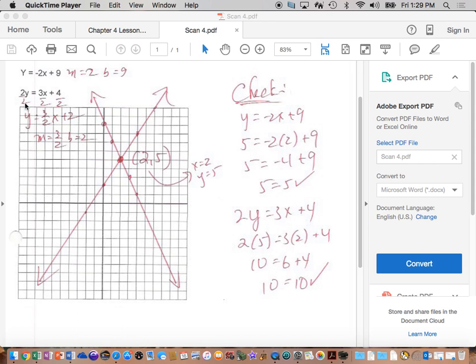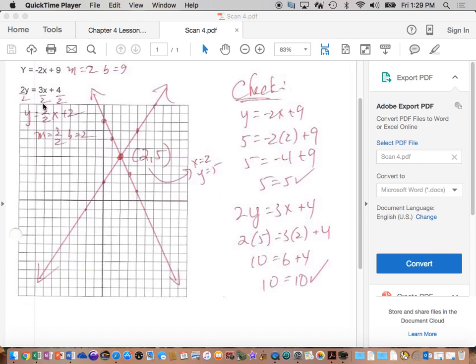So you need to divide, here's a key word, ready? Everything. What did I just say? Everything by 2. So that leaves me 2 divided by 2 is 1, so I get y equals, or 1y equals, 3 over 2 is 3 over 2.